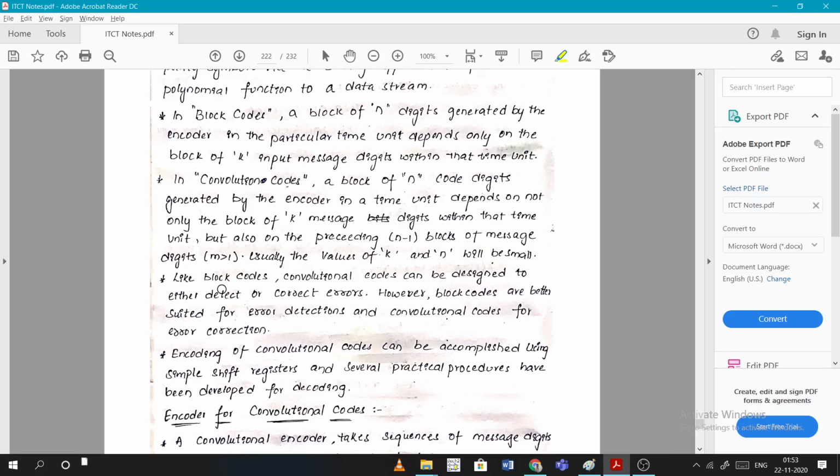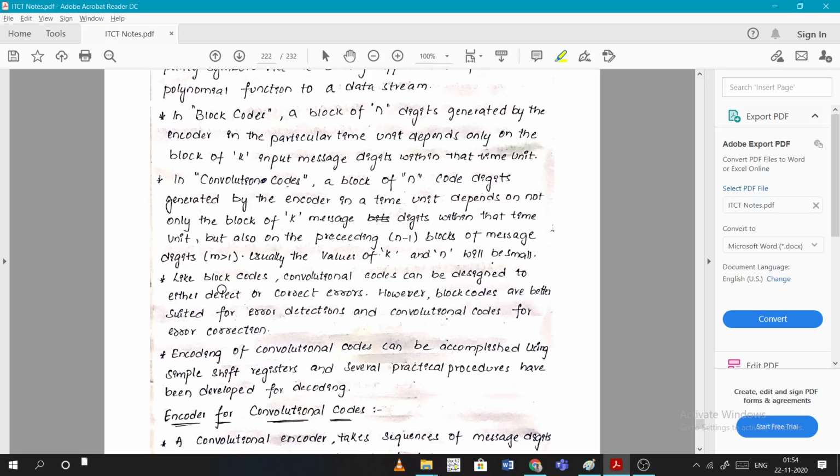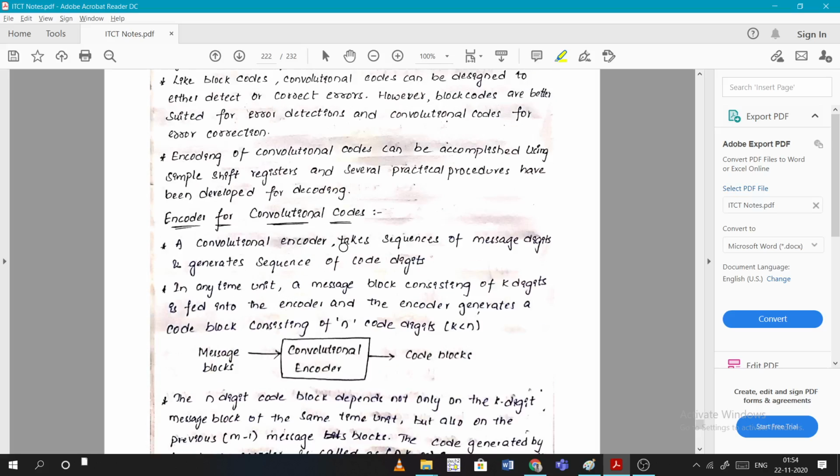Encoding of convolution codes can be accomplished using simple shift registers, and several practical procedures have been developed for decoding. So we'll be using simple shift registers and some practical procedures for decoding. Okay, so now the encoding of convolution codes.